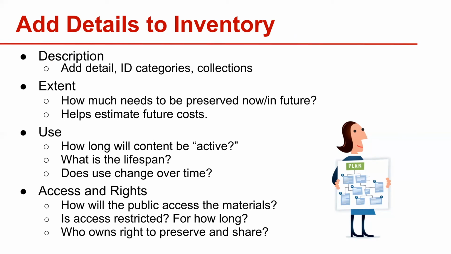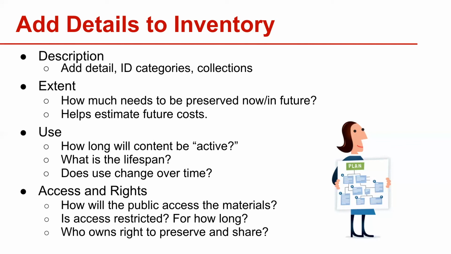It's assumed that the inventory looked at basic information. So add descriptive details on how your inventory is designed. Add ID categories, collection names, unique identifiers. Extent. You can add more information on how much content there is and needs to be preserved. And will any more content be added to that in the future? That can help with estimating costs.